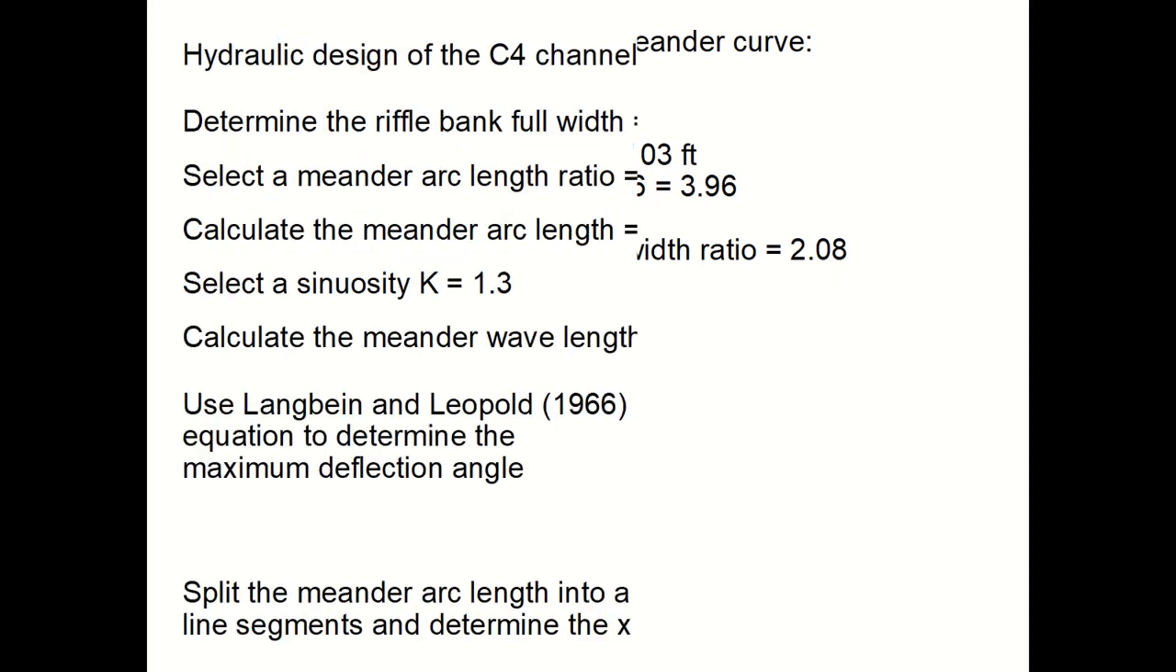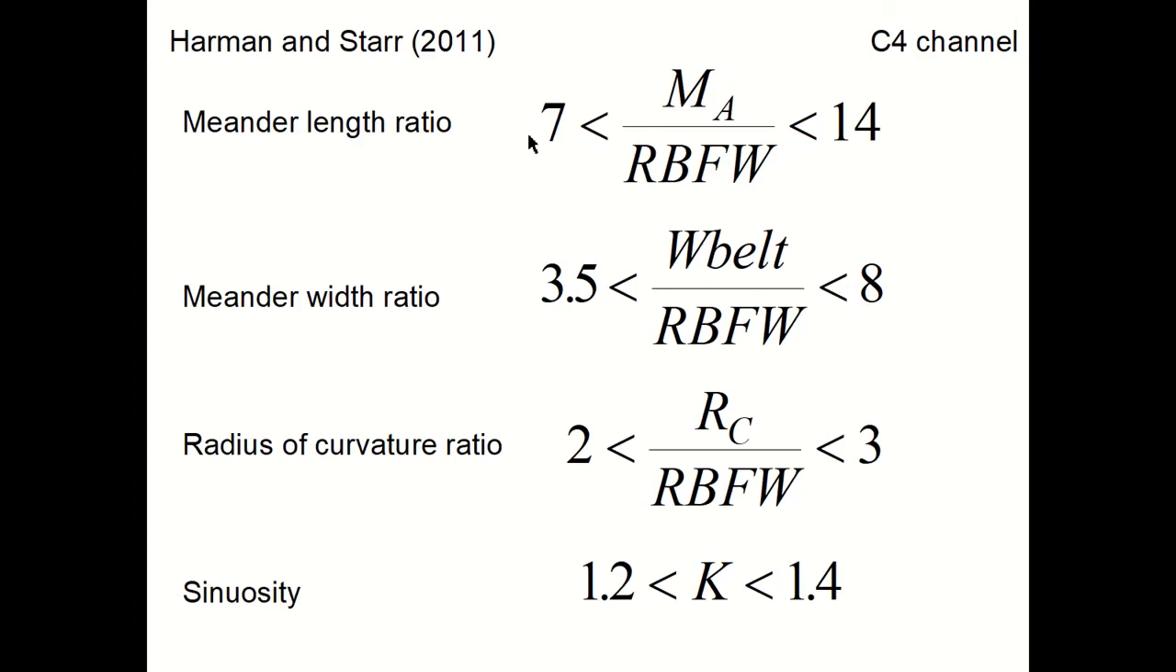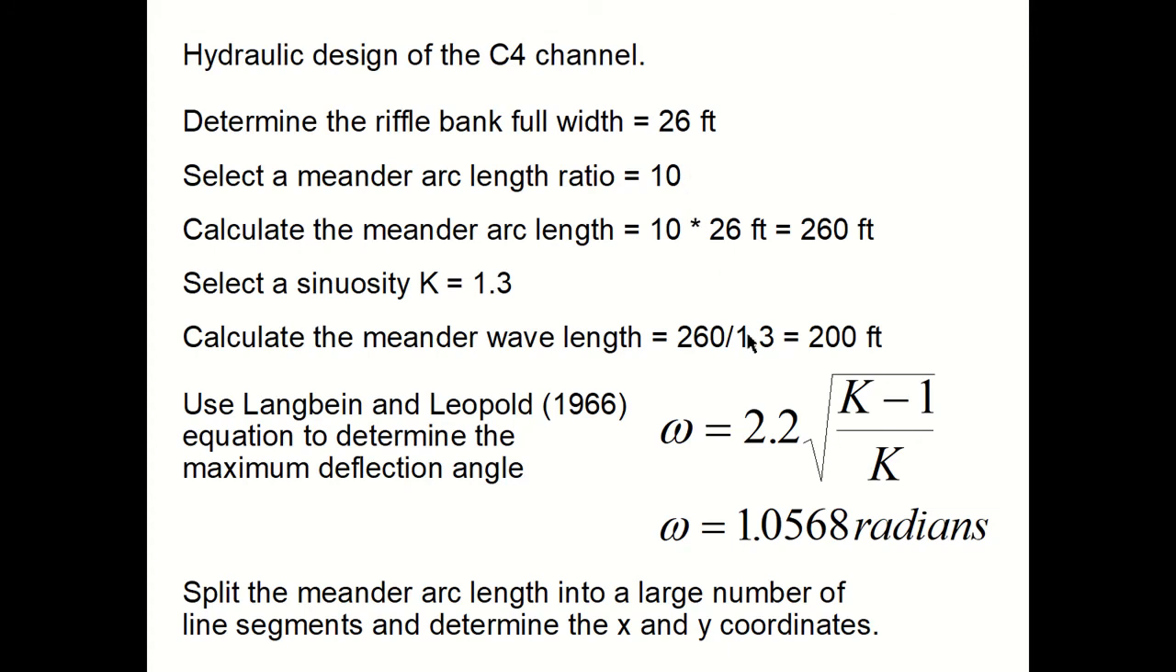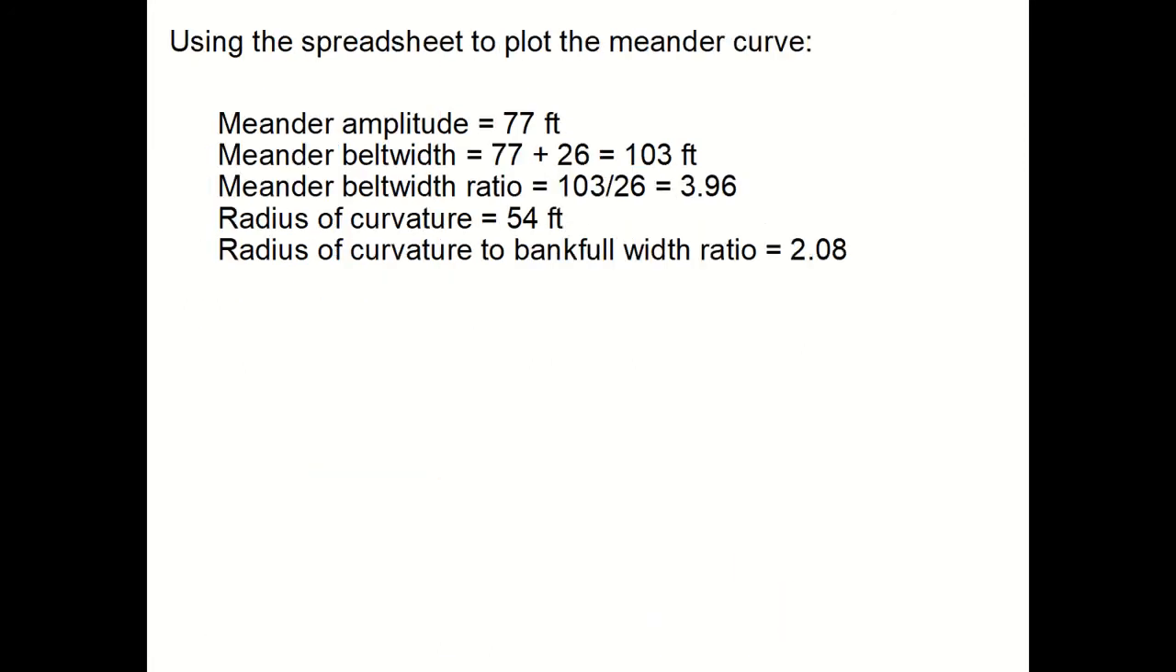So if I go back and look at the meander belt width ratio and the radius of curvature ratio, the meander belt width ratio is anywhere from 3.5 to 8. I have 3.96. And the radius of curvature ratio comes out to be 2.08, and you'll notice that's between 2 and 3. I had selected a meander length ratio of 10, and I selected a sinuosity in the range of 1.3. So by selecting these parameters, I should get a design that functions successfully as a C4 channel.